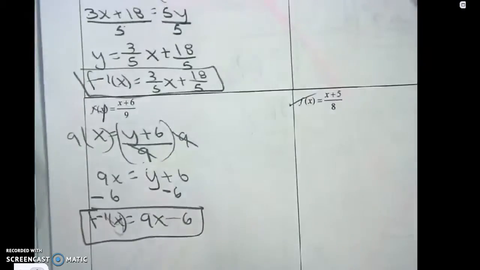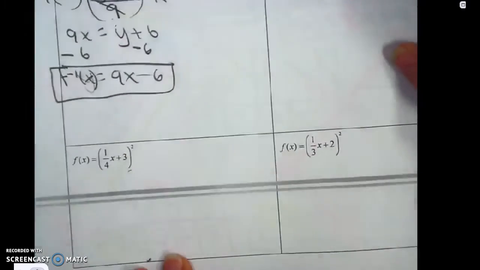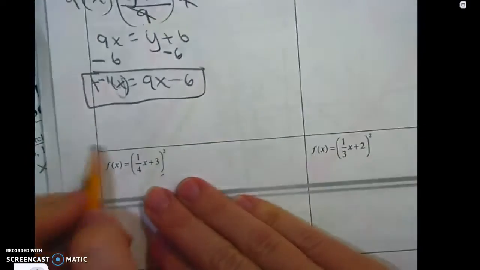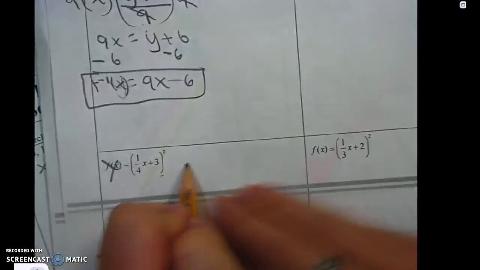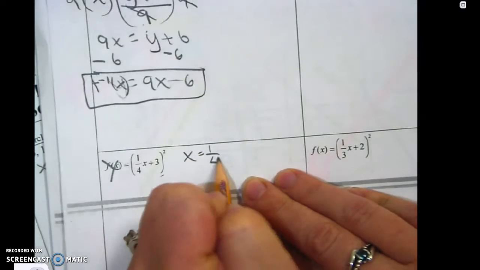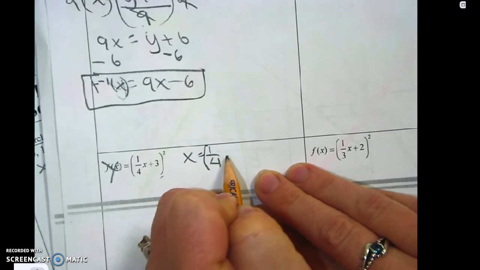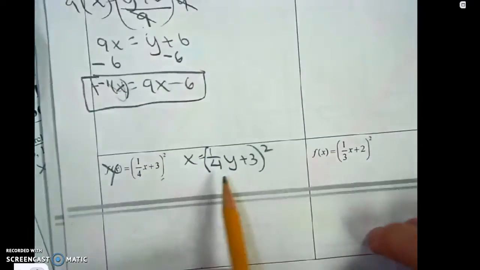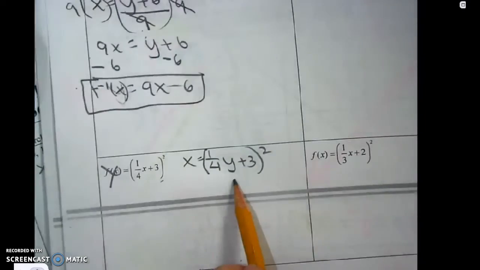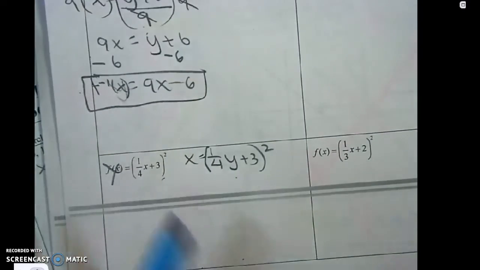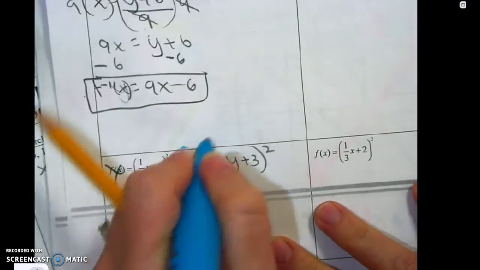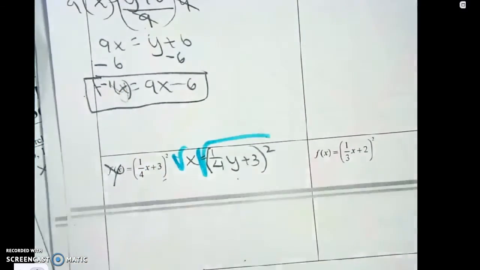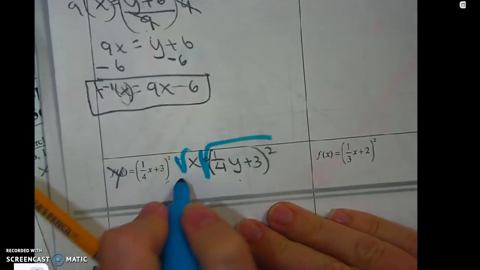Okay? All right, now let's get into quadratics. All right, first thing you do, switch the x and the y. X equals 1/4 parentheses, y plus 3 squared. Now, since this whole thing is being squared, how do I get rid of a squared? I take the inverse, which is square root, inverse operation. Anytime you square root, don't forget the plus or minus.